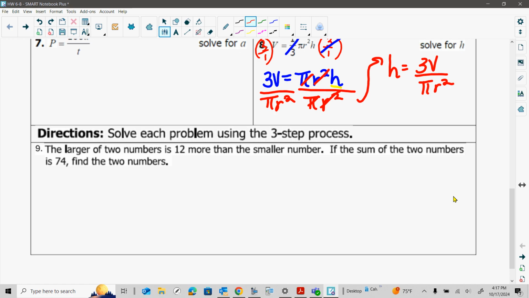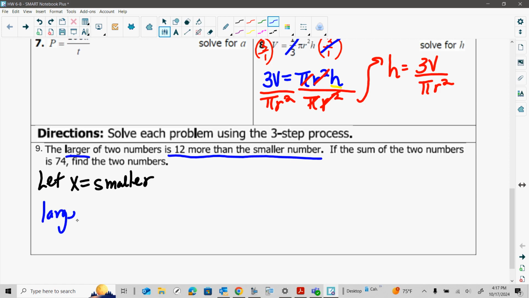Okay. Remember, you have to follow the 3 steps. Your let statements define your variable. Here, we're going to let x equal the smaller number. If we have two numbers, that's how we start those. And then in this first sentence, the larger of the two numbers is 12 more than the smaller. So that means the larger number is x plus 12. So there's our let statement.